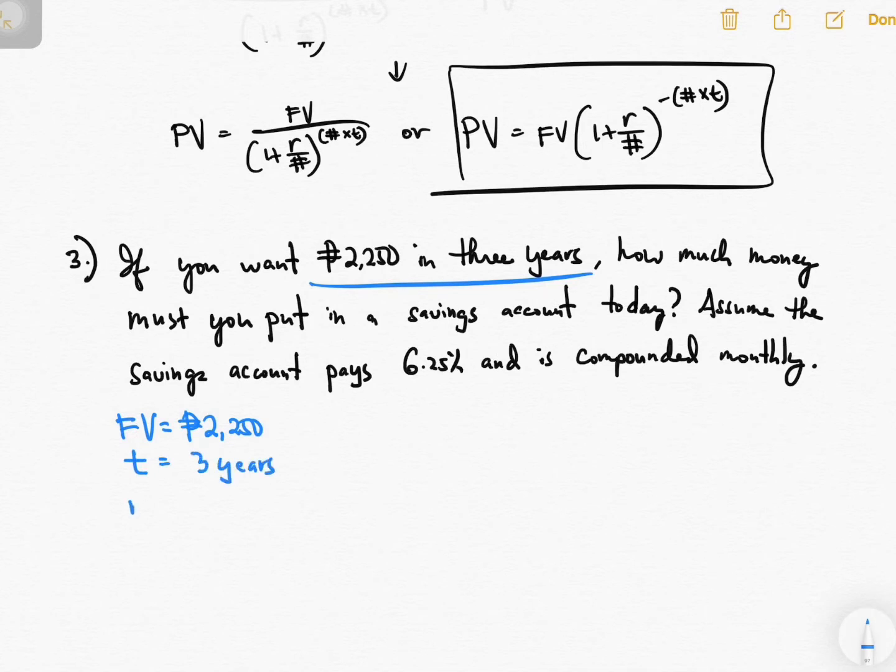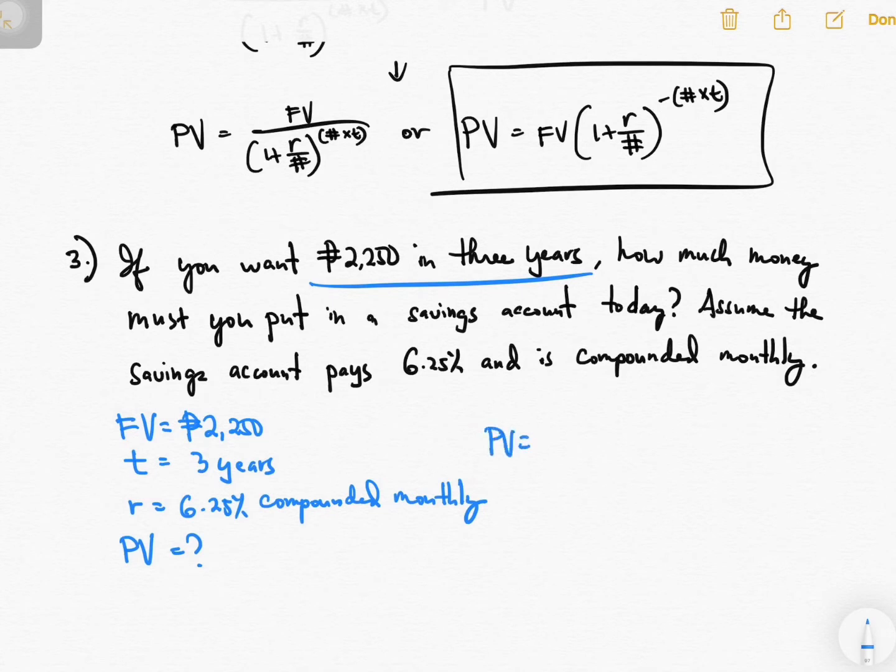And then you are given the rate of 6.25% compounded monthly. Then you're looking for the present value. So let's apply the formula.